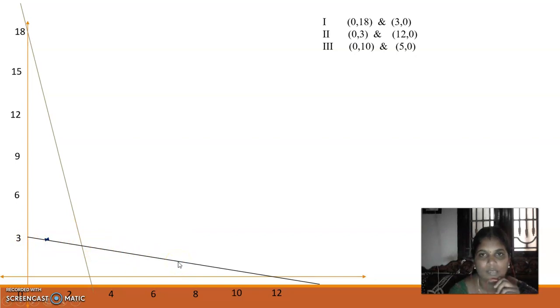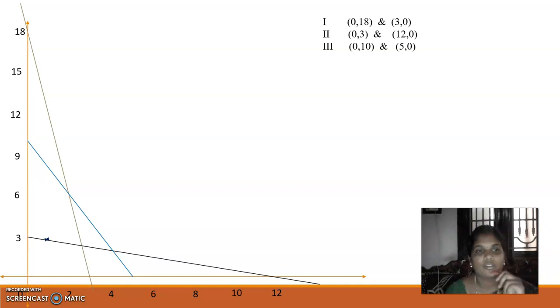Right? The same way. Third constraint 0, 10. X-axis 0 and y-axis 10 means this point. Right? This point. And 5, 0 means this point. So draw the lines. And this line represented the third constraint.